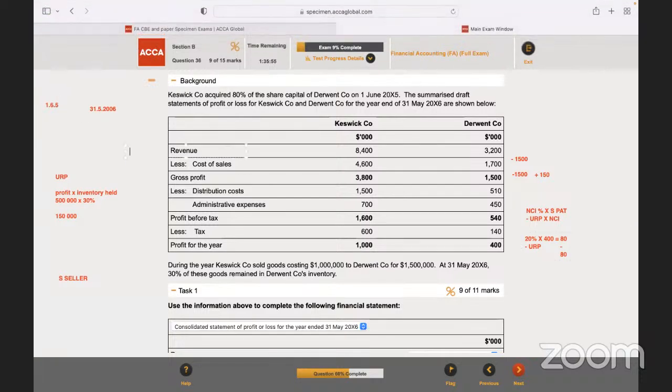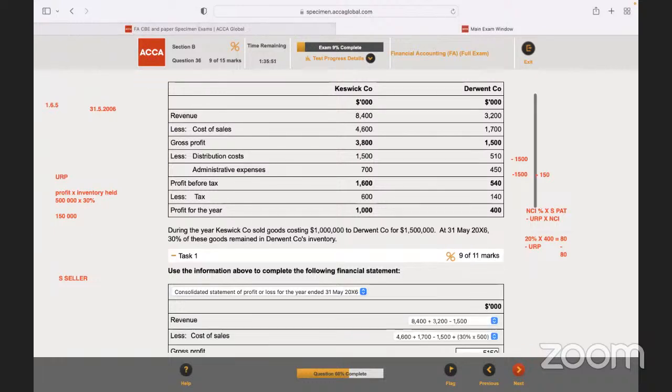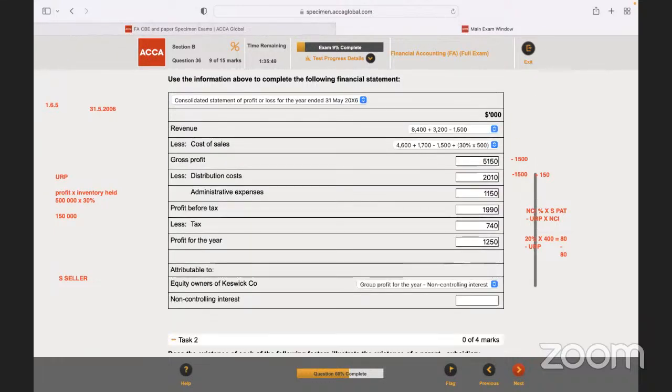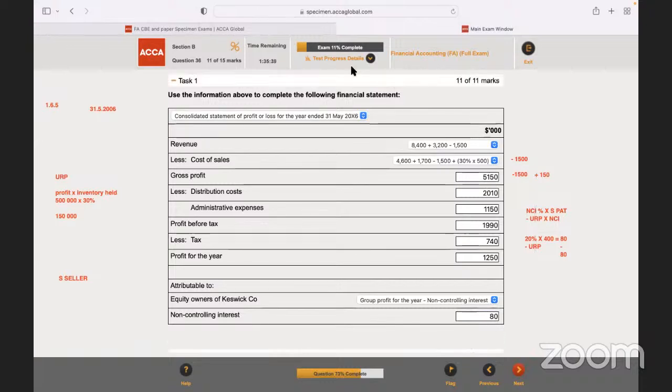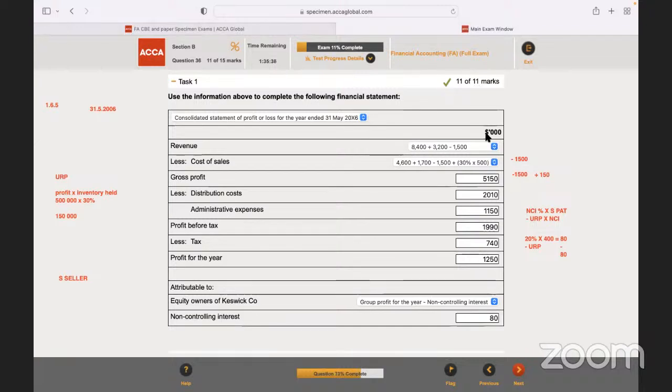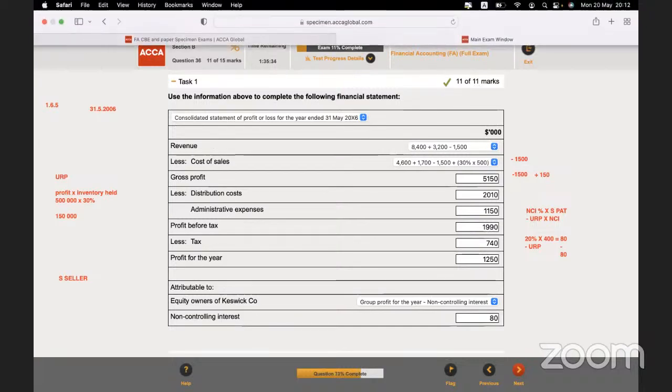So therefore, guys, now let me go and mark this 80 down in our answer sheet. So therefore, guys, the non-controlling interest answer is 80. Done. That's it. Okay, now guys, see, 11 out of 11. Everything we have marked is correct. So this is how, guys, your exam paper also will be. I don't think it would be any different.